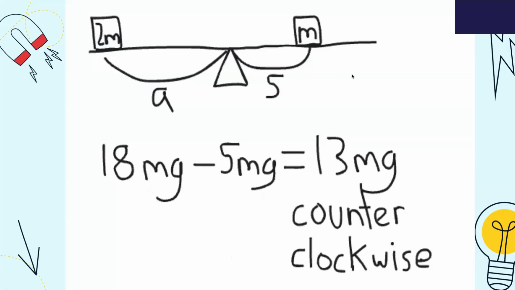Here's an example. So let's say that we have this beam at the center. We have this mass m a distance 5 away, this mass 2m a distance 9 away. I calculated the net torque in the system. 18 mg minus 5 mg is equal to 13 mg, and it's going to be counterclockwise. You can literally just reason it out because 2mg is a further distance away.